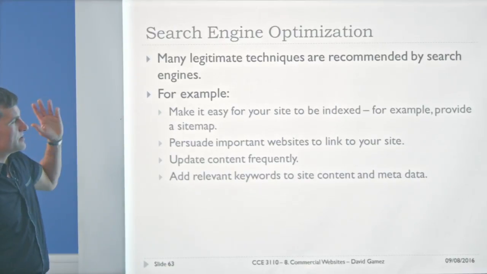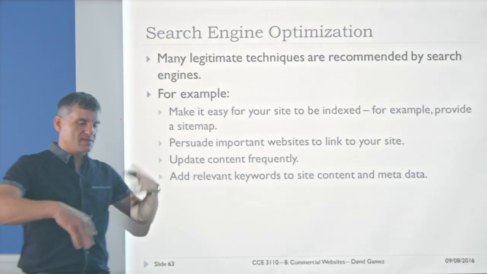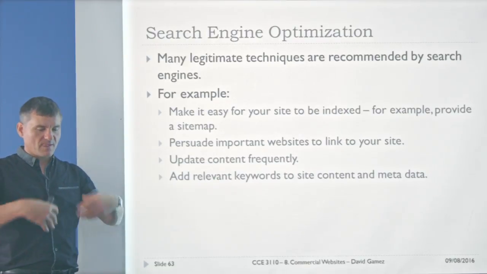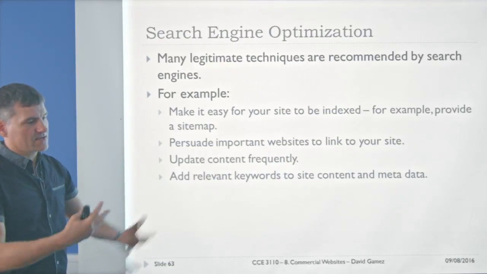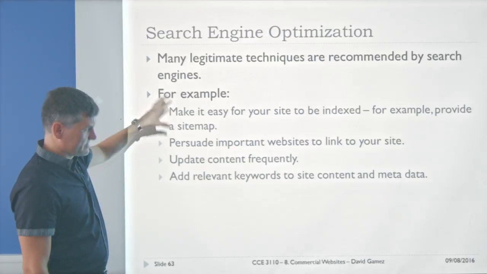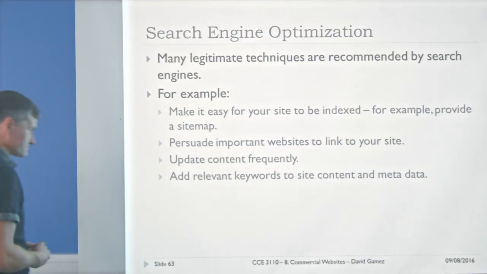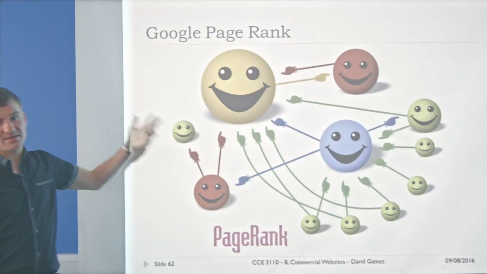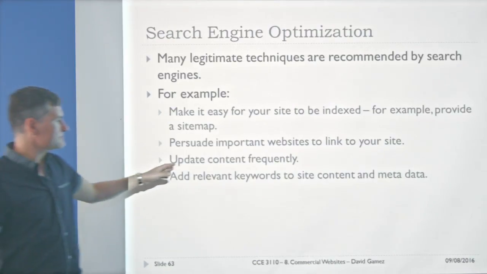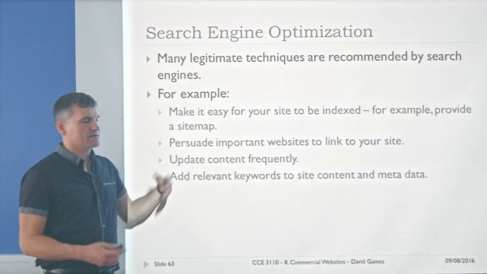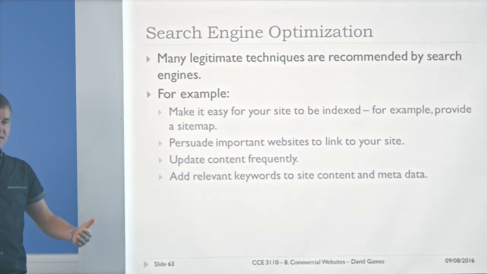So you can have a sitemap, because your website's indexed by bits of code that look at the HTML and look at keywords and all this kind of stuff. If you've got a sitemap, it's easy for the web crawler to find the different parts of your site. Obviously, if you can persuade the BBC and the Guardian and so on to link to your site, that's going to increase its ranking. Update content frequently, that's taken into account in the algorithm. And you're being ranked on the content of the site.